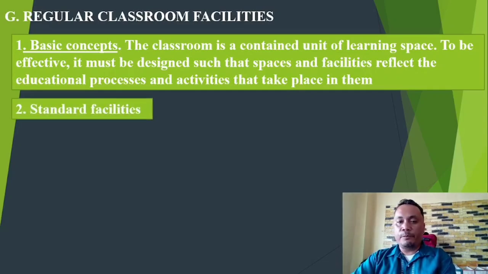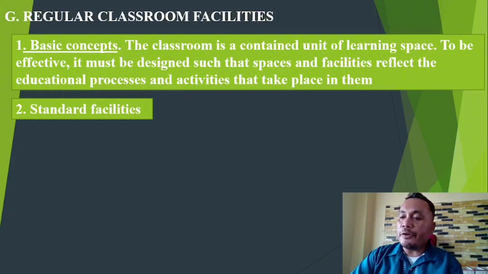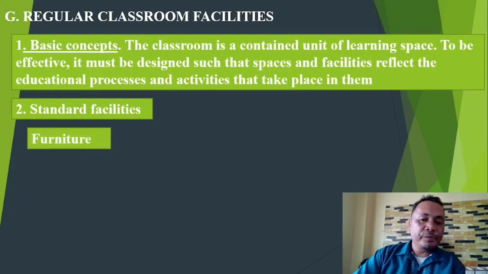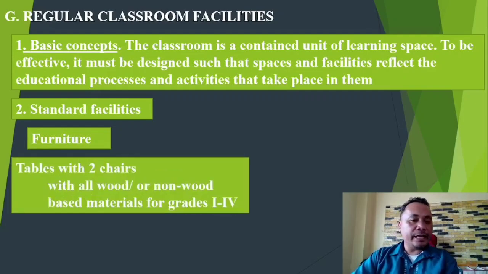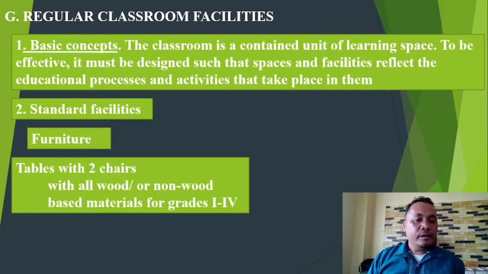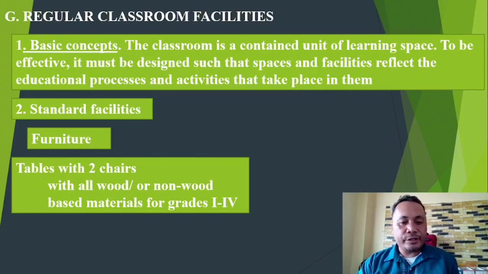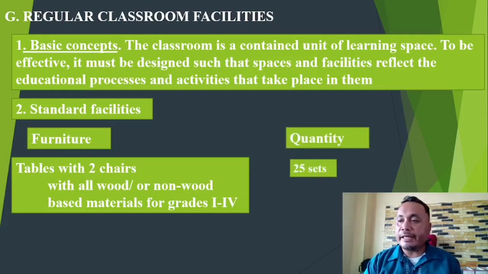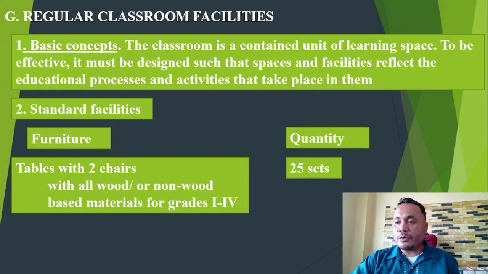Standard facilities. The minimum furniture and equipment requirements for the regular classrooms are the furniture: tables with two chairs, all wood or non-wood based materials for grades 1 to 4, and the quantity is 25 seats. Those are the minimum requirements.